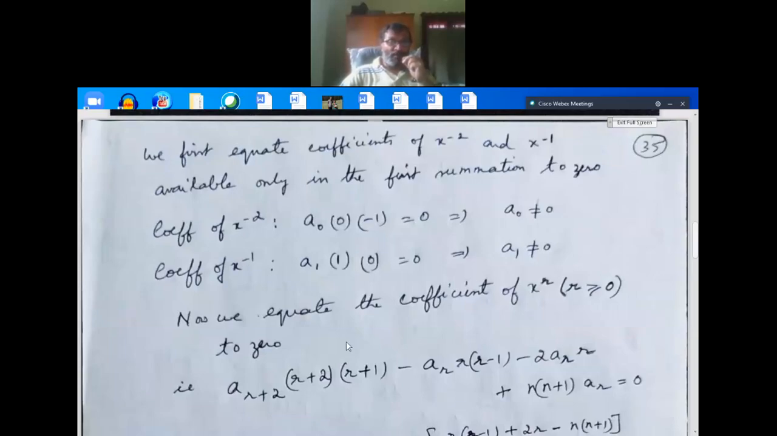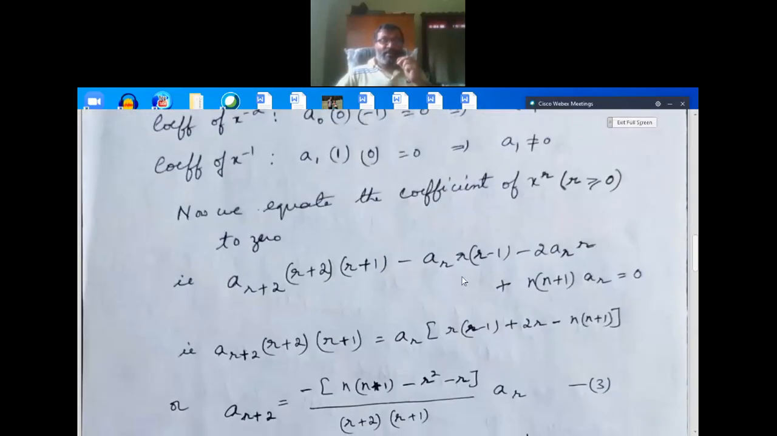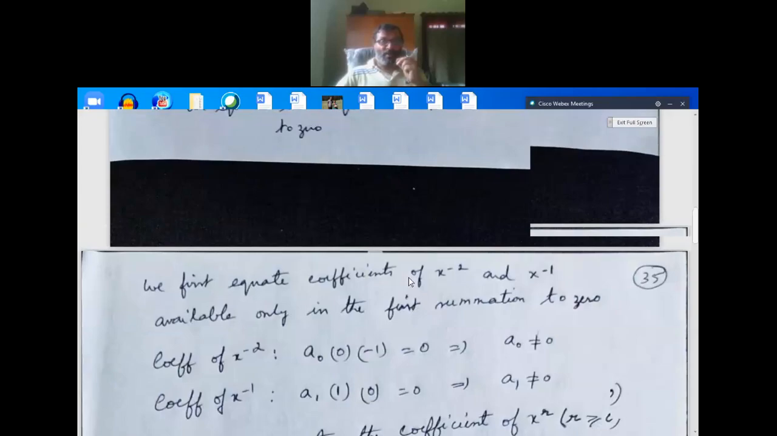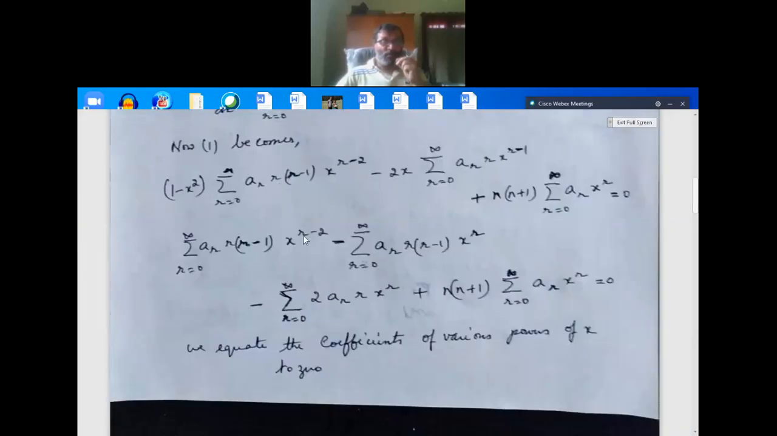Now we equate the coefficient of x power r. That is, next we take x power r, r greater than or equal to 0. We get like this from here. Coefficient of x power r means here I would write r plus 2, so plus 2 minus 2 cancel. We get x power r.